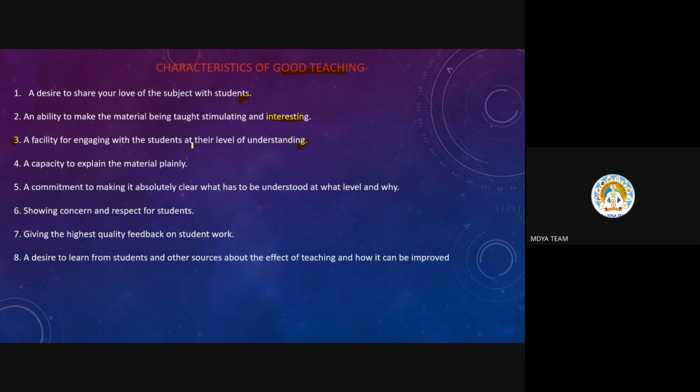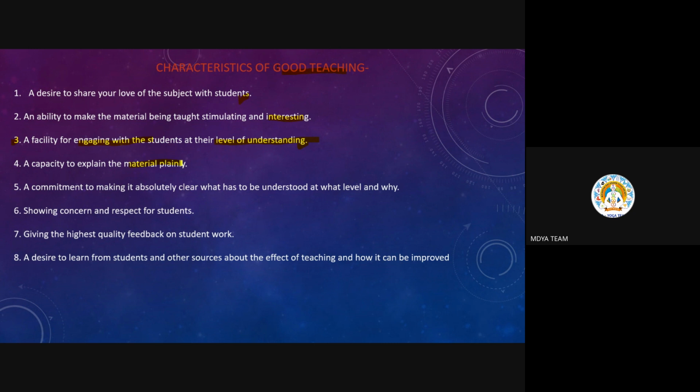Why? Because I want you to engage with me. I want you to engage with the thing that you are learning in the classroom. So the characteristic of good teaching is engaging with the students at their level of understanding, because the teacher knows when a learner is able to understand and when a learner is not, so he or she asks and tries to explain it in a very lucid, very explicit manner. Okay, a capacity to explain the material plainly.